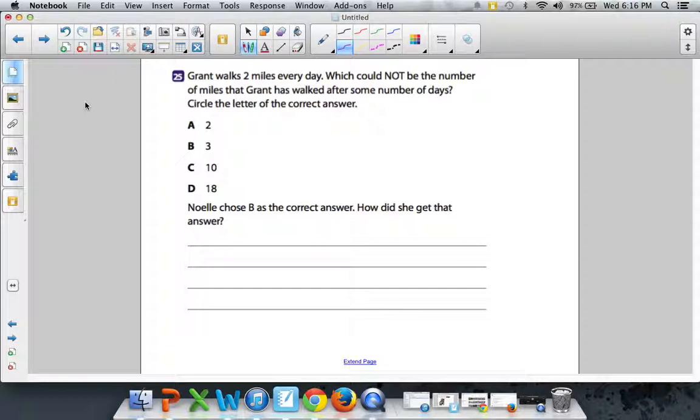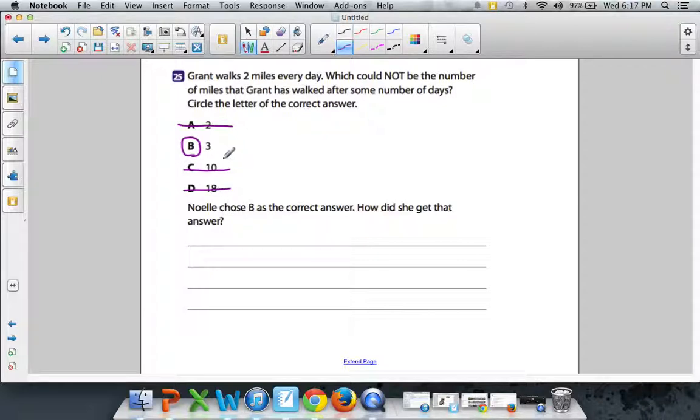Here we go. Grant walks 2 miles every day. Which could not be the number of miles that Grant has walked after some number of days? In other words, if you skip count by 2, which one will you not hit? So if we skip count by 2, okay, 2, you'll definitely hit 2, so that counts. 2, 4, oh, we skipped 3. You don't get to 3, do you, when you do 2 every day? 2, 4, 6, 8, 10, so 10 is safe. 2, 4, 6, 8, 10, 12, 14, 16, 18, that's safe.